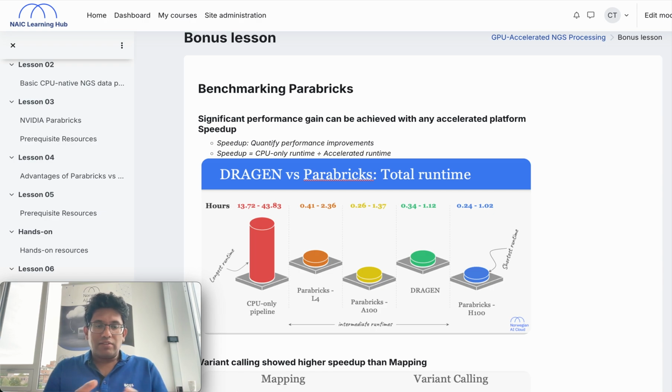So when we are talking about accelerated NGS data processing, it is important to benchmark all the widely used accelerated platforms, in this case, Parabricks and Dragon. So that's what we did in our benchmark study. We compared the NGS data processing on CPU platforms, GPU platforms, or Parabricks platforms, and Dragon.